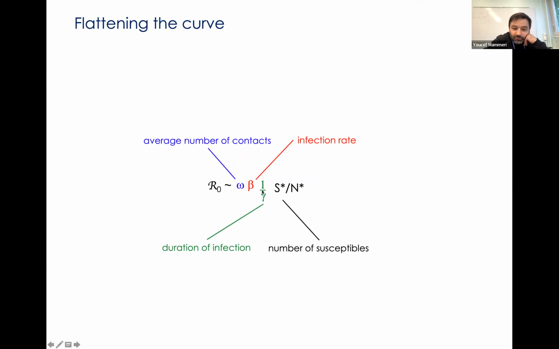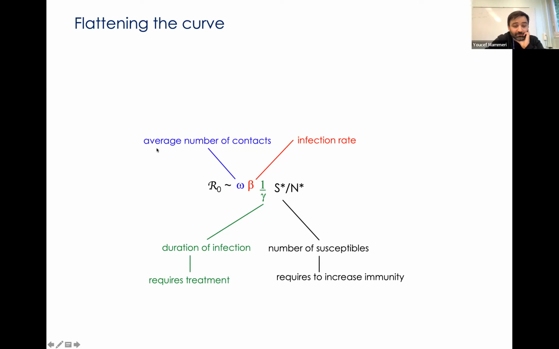If I want to reduce the duration of infection, or improve the recovery, we need treatment. But in 2020, we don't have treatment. If I want to reduce the number of susceptible, it means I need to increase the immunity, so I need a vaccine. But there is no vaccine. The infection rate, you cannot play on this because it depends on the virus itself. So you cannot do anything on beta.